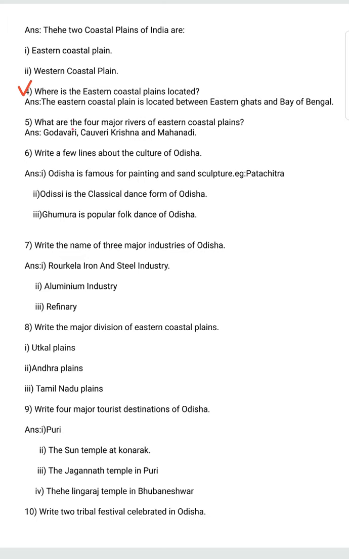Next. What are four major rivers of eastern coastal plains? So you have to remember the four major rivers that flow in the eastern coastal plains. Here I double click this one. Okay? Means most important. So what are the rivers? Godavari, Kaveri, Krishna and Mahanadi. So you remember the names of these rivers and remember the spelling, you write each spelling two times. Right, okay.